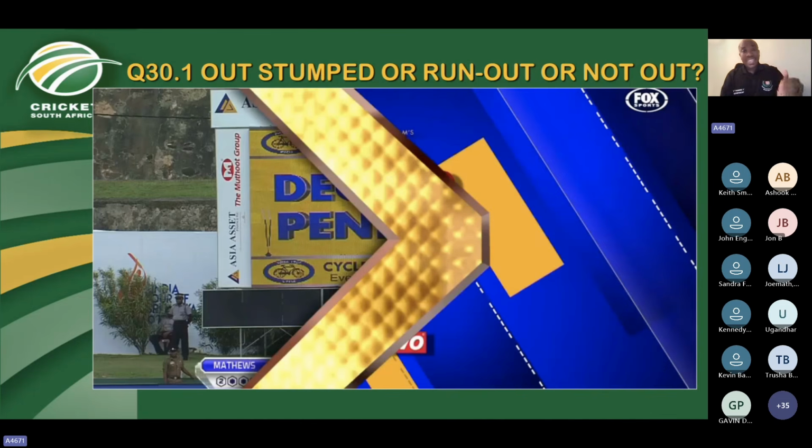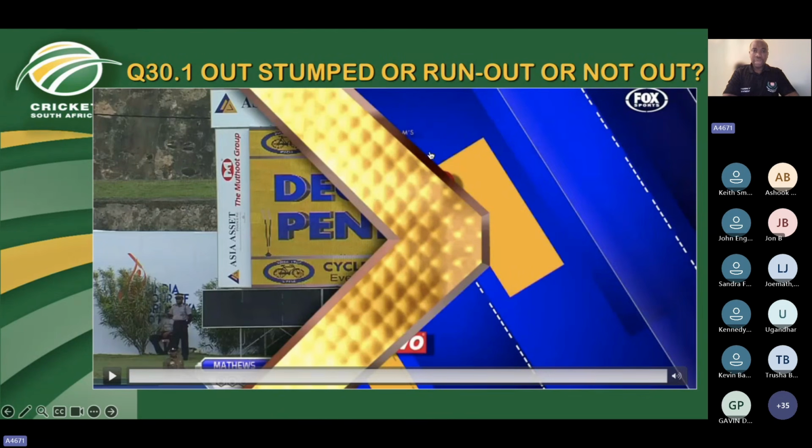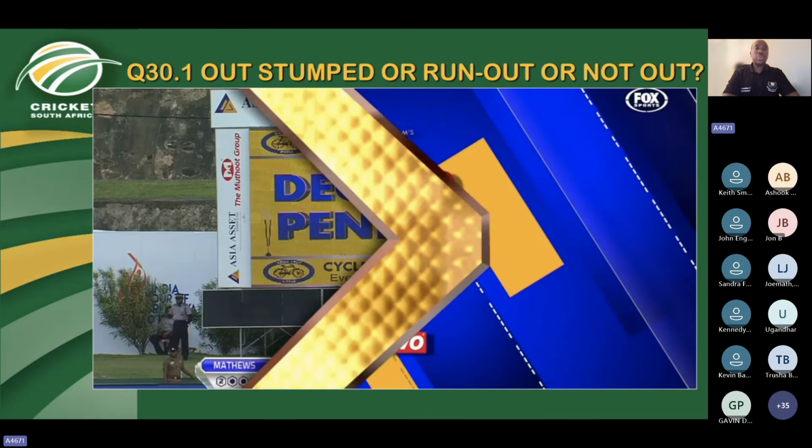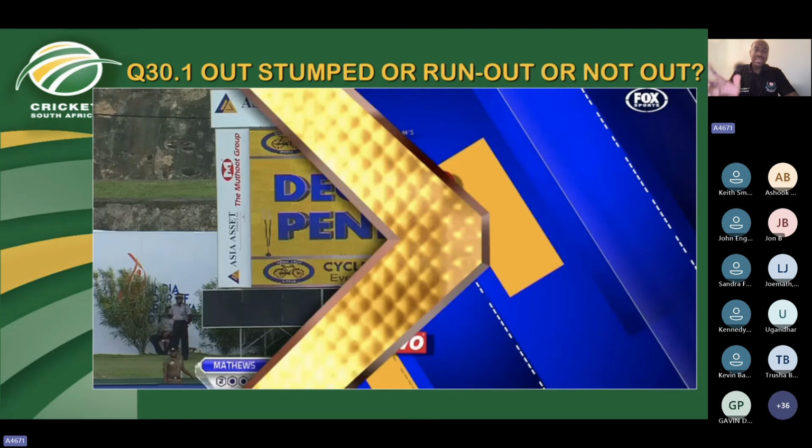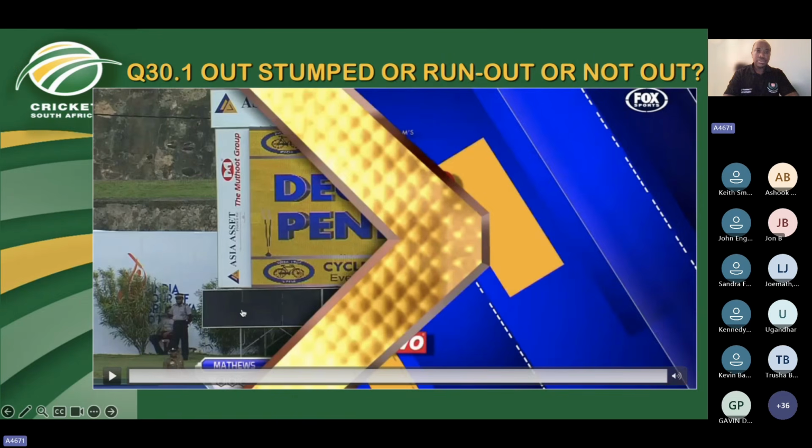Only if they were running or diving and had made good their ground before the bat then lifting will they be given protection from being run out or stumped. So the correct answer to question 30.1 is not out. Why? Because Upul Tharanga was diving, made good his ground, and then the bat lifted when the wicket was fairly put down.